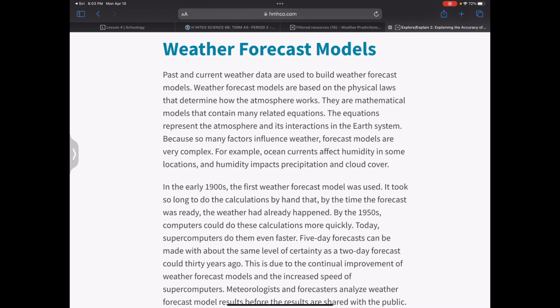Next, we're going to talk about weather forecast models. Past and current weather data are used to build weather forecast models. Weather forecast models are based on the physical laws that determine how the atmosphere works. They are mathematical models that contain many related equations. The equations represent the atmosphere and its interactions in the Earth system. Because so many factors influence weather, forecast models are very complex. For example, ocean currents affect humidity in some locations, and humidity impacts precipitation and cloud cover.